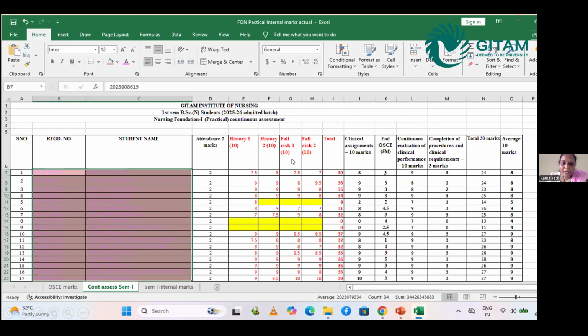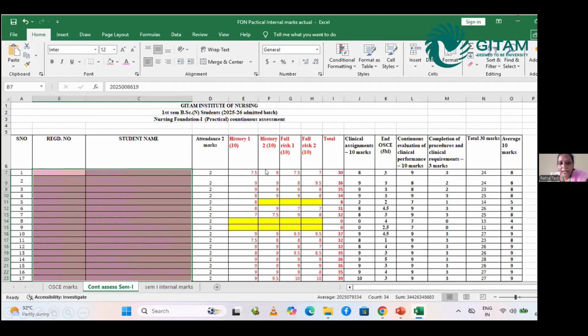So 10 is the marks in our evaluation form. But when I get the total, then I divide it out of 10 because I want the clinical assignment mark out of 10. So this is the average I got out of 10. This I kept in red because I don't want to add these things separately. I already did everything, I kept it here.